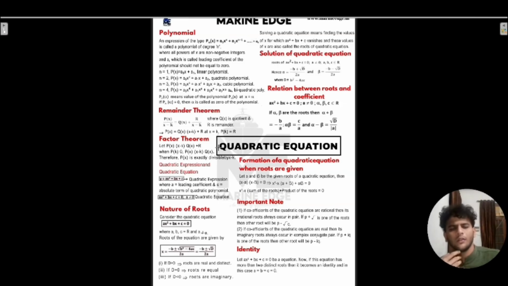So this is how you can find out the difference. I think the remainder theorem is something you have studied a lot of times before. That is the long division method. Factor theorem, that is how you are factorizing things.